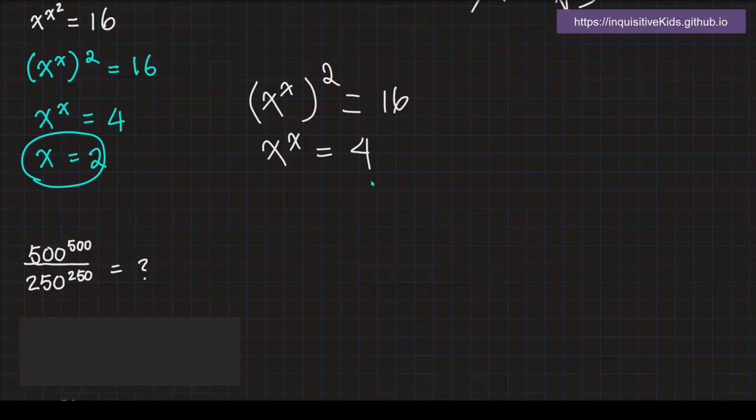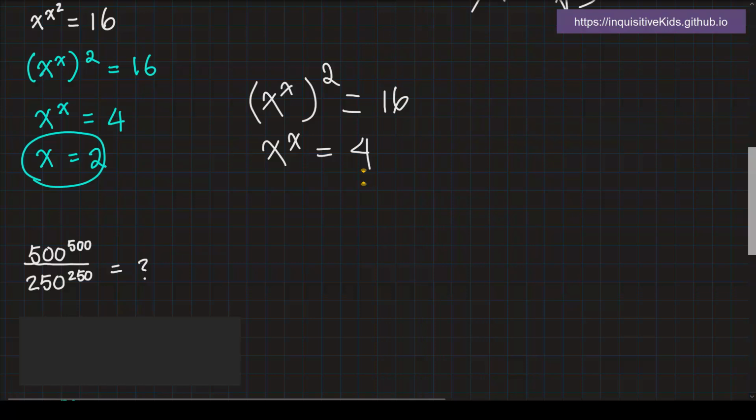Now, although it could be a negative 4, you can't have a negative number as the result of an exponent. So the result had to be positive 4, which meant that x is equal to 2 because 2 to the second power is equal to 4. So our final answer would be x is equal to 2.